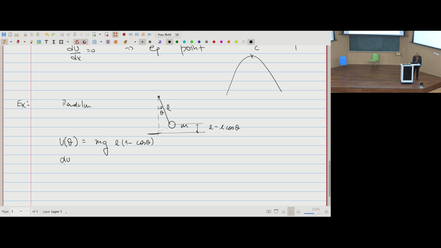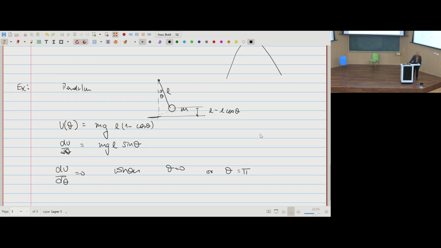Let's find out the extremum points for this. So du by d theta becomes mgL sin theta. And when is it 0? When theta is equal to 0 or pi. Well, in this case 2 pi again means it's the same thing, so there's no point saying n pi. So theta equals 0 or pi. So we have two equilibrium positions.